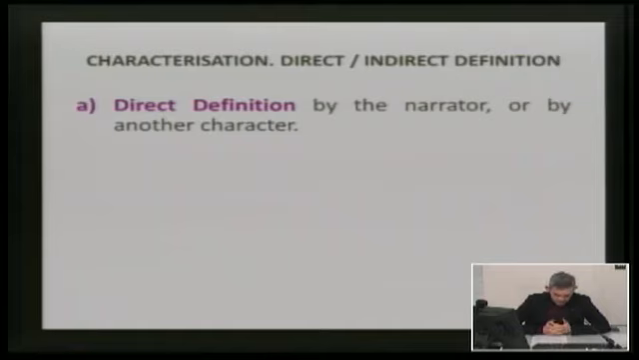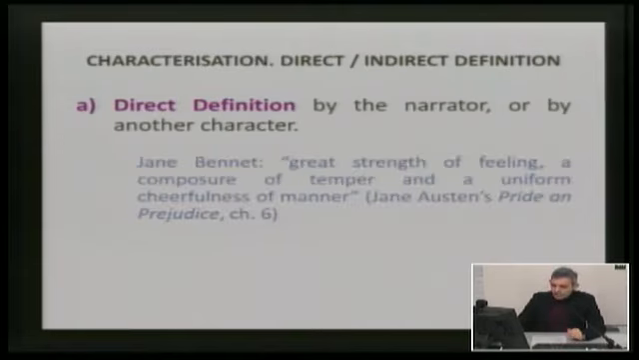I will take examples from Jane Austen's Pride and Prejudice, a novel that many of you will have read or will have to read in the future. And for instance, in chapter 6 of Pride and Prejudice, we learn that Jane Bennet, Elizabeth Bennet's older sister, unites great strength of feeling, a composure of temper, and a uniform cheerfulness of manner. So we have here the narrator defining Jane's personality. Direct definition.